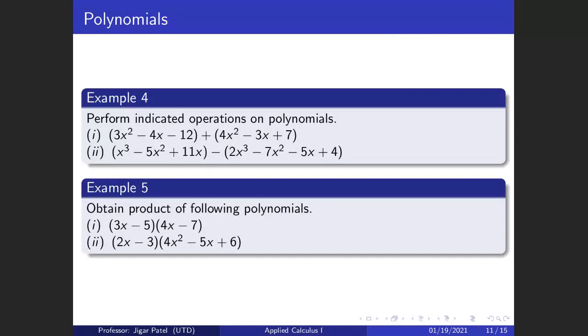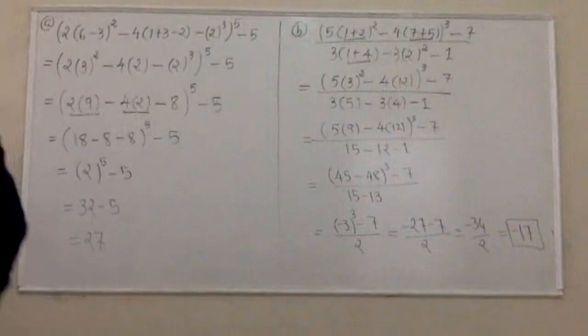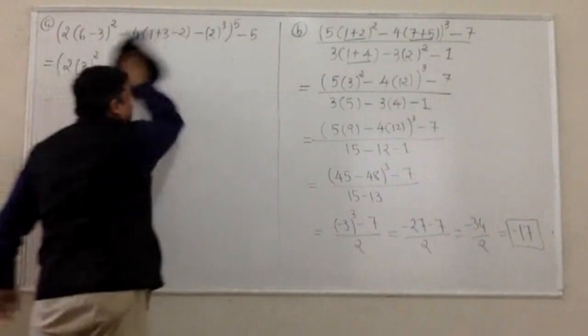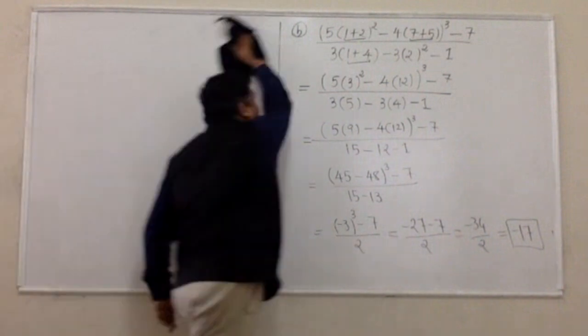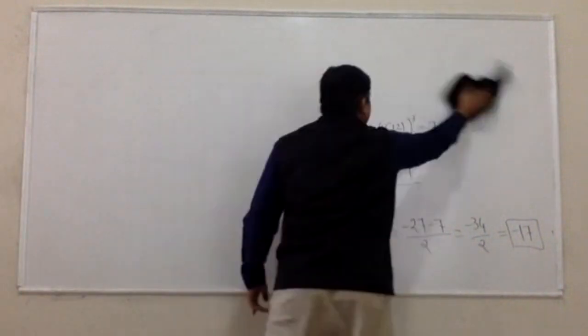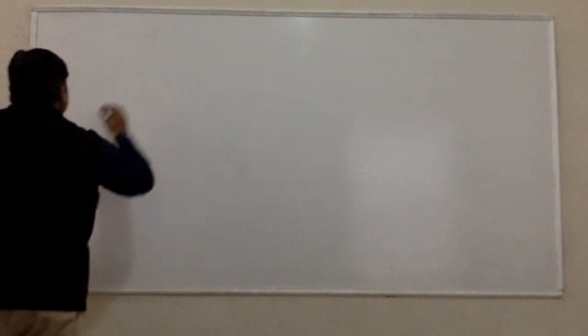So for example number 4 and 5, I would like to show them on the board. Let's start with number 4 first, which basically describes how to add and subtract two polynomials. All right, so here is number 4. I'm going to write down both sub-problems side by side.